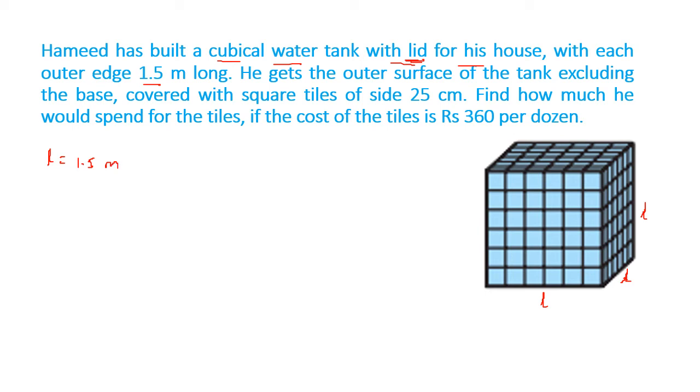Now he wants to cover the outer surface of the tank excluding the base. The base is lying on the floor, so you cannot do anything with the base, but he wants to cover it with square tiles of 25 centimeter. You can see the square tile is of 25 centimeter length and 25 centimeter breadth. How many tiles will he need, and what is the cost if the tiles cost 360 rupees per dozen? So here if you can see the cubical tank, the area to be covered with the tiles.